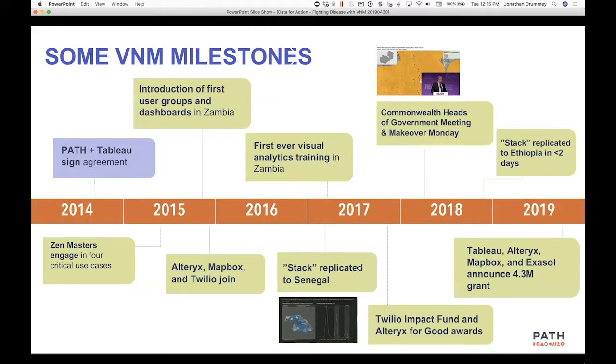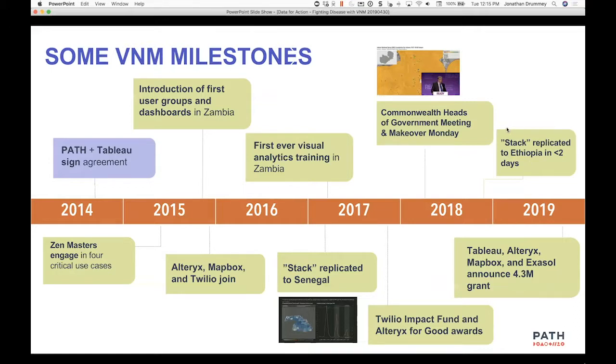Also in 2017, we replicated the code to Senegal and built views there. Then we did that last year in Ethiopia in under 2 days, which was a success. And then Bill Gates, as part of the Bill and Melinda Gates Foundation, presented at the Commonwealth Heads of Government meeting in April last year using a number of visualizations that we and our partners had built.